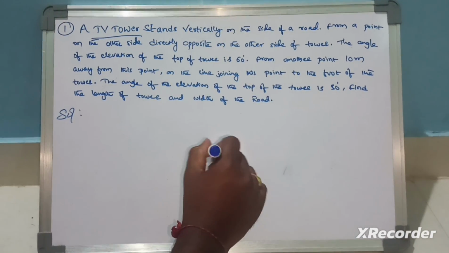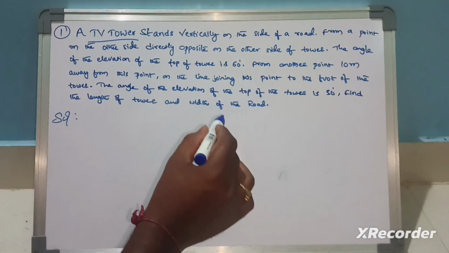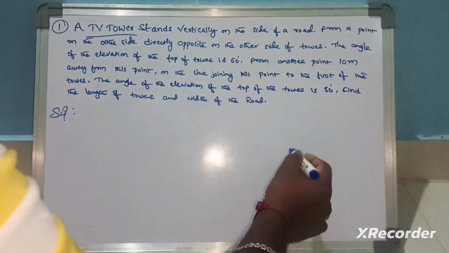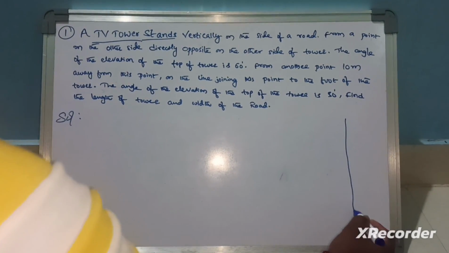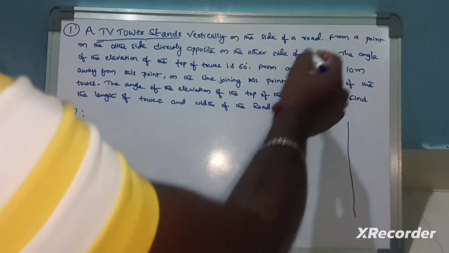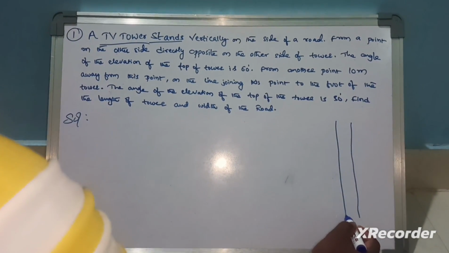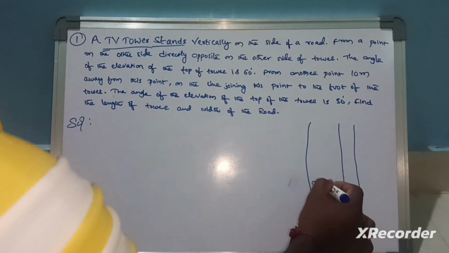Okay. So, this question is: a TV tower stands vertically on the side of a road. Okay. Clear what it is saying? A TV tower. Let's say this is a tower. This tower stands vertically on the side of a road. Okay, let's say this is a road.